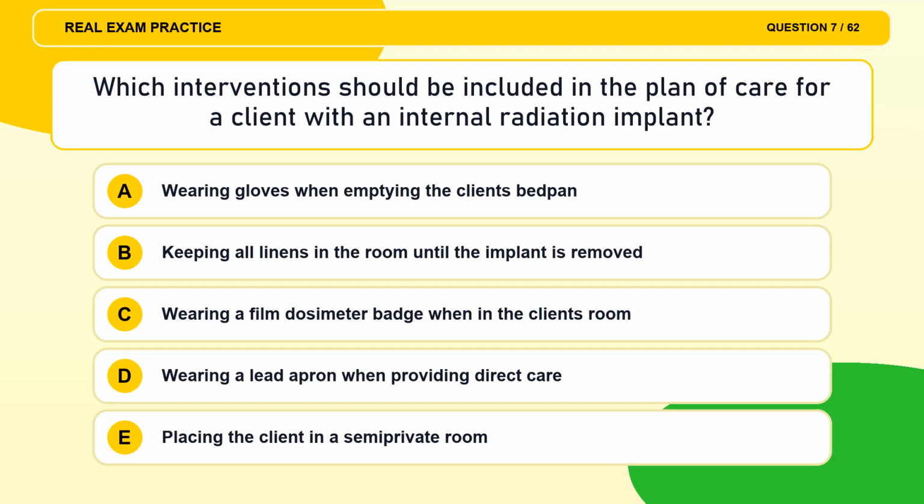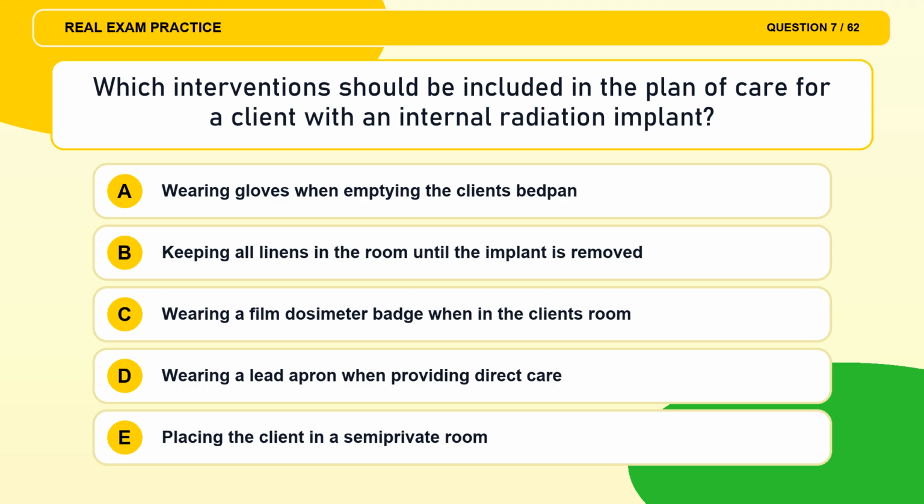Question 7. Which intervention should be included in the plan of care for a client with an internal radiation implant? Option A. Wearing gloves when emptying the client's bedpan. Option B. Keeping all linens in the room until the implant is removed. Option C. Wearing a film dosimeter badge when in the client's room.